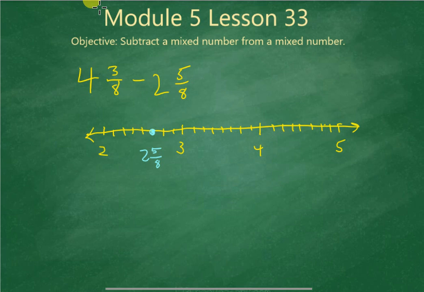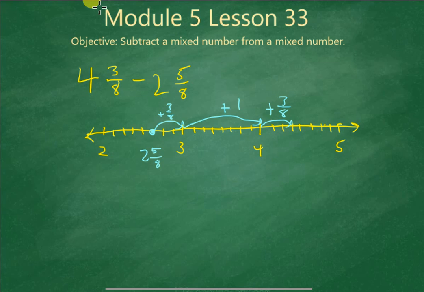Well, let's see, how many to get to the whole number 3? That would be plus 3/8. Then we want to get to 4, the next whole number, right here. That would be plus 1 whole. And then finally, we want to get 3/8 more. 1, 2, 3, so plus 3/8.